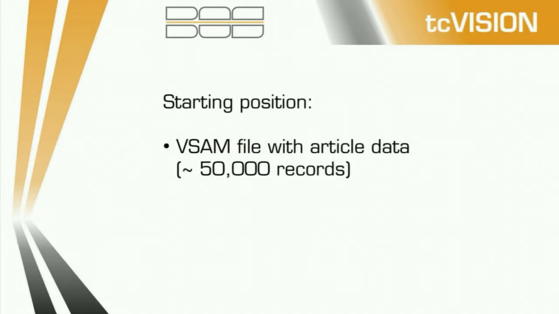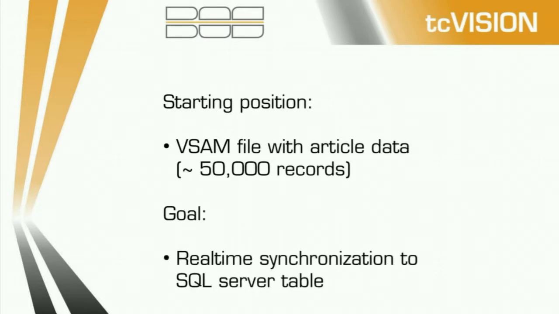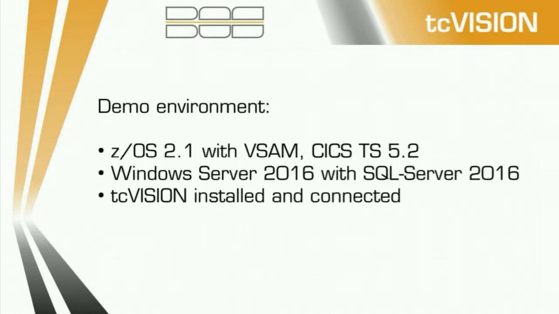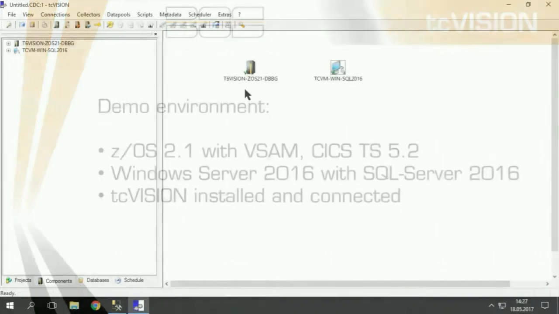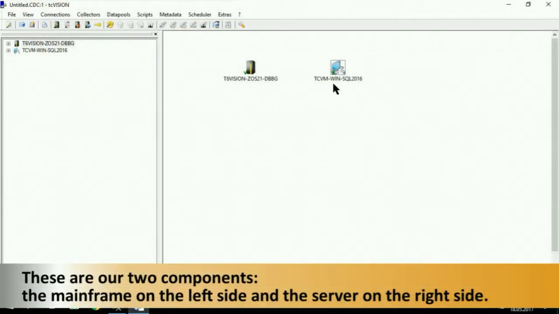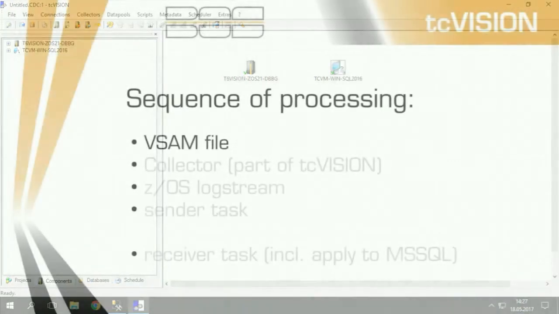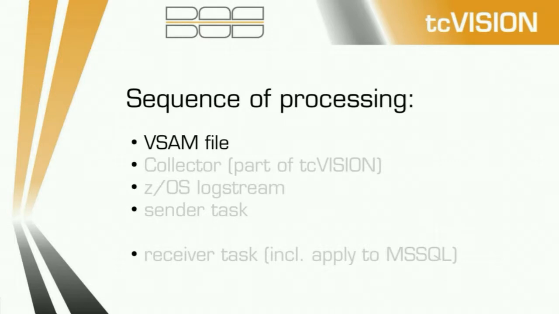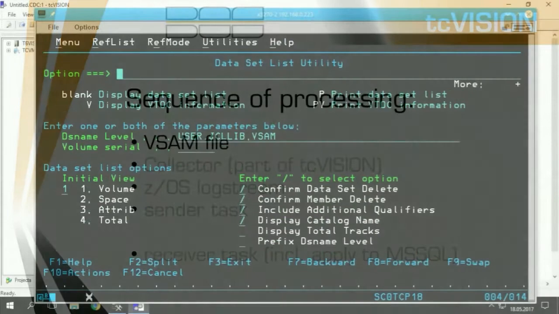Today we will show how to synchronize a VSAM file in real time with a Microsoft SQL Server. We have a VSAM file with article data that will be synchronized with an SQL Server. Our demo environment includes a z/OS, a Windows Server, and tcVISION. We have the mainframe on the left and the Windows Server on the right. This is the sequence of processing, showing the steps from VSAM file to the receiver task.